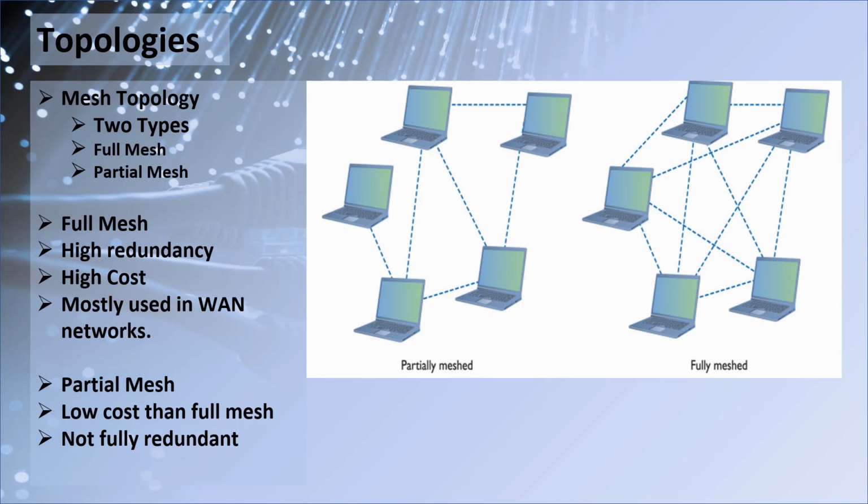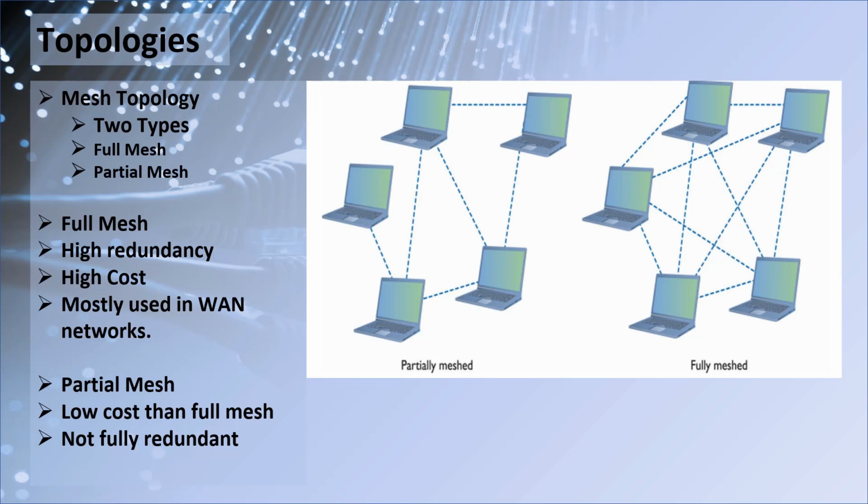But the disadvantage is that making a full mesh network design involves high cost, because you need to connect every node to every other node in the network. So that's the reason it is generally used in WAN networks only.